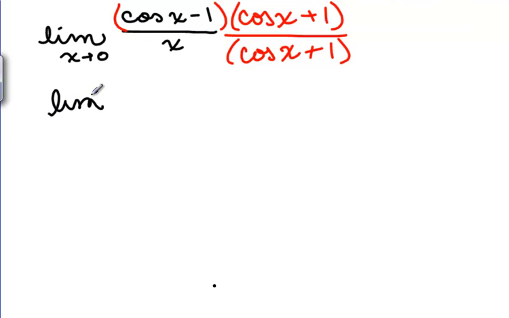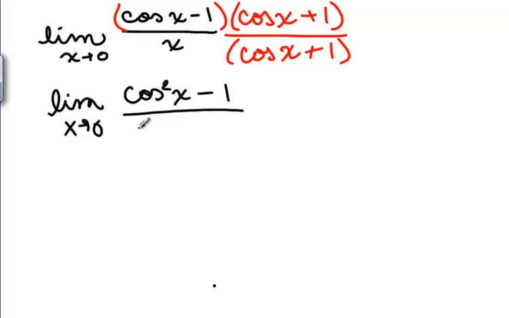We get the limit as x goes to 0 of cosine squared of x, and then we're going to have plus cosine and minus cosine, but those are going to cancel, and then minus 1 over x times cosine of x plus 1. Now, why did we want to do this?